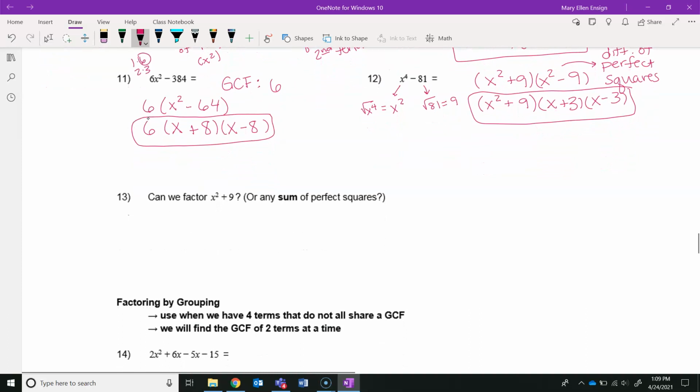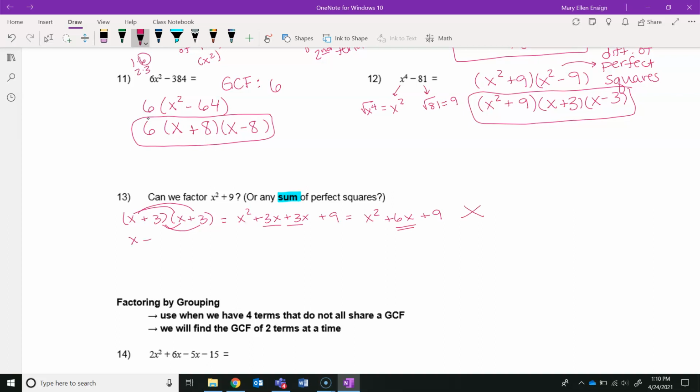Now let's talk about this x squared plus 9. Can we factor x squared plus 9 or any sum of perfect squares? We've been talking about difference of perfect squares. So let's think about it. X squared plus 9, we think about x and 3, right? Because those are the square roots. All right, so x plus 3 times x plus 3 gives us x squared plus 6x plus 9. So I got the plus 9, but that doesn't work because it has that middle term, right?